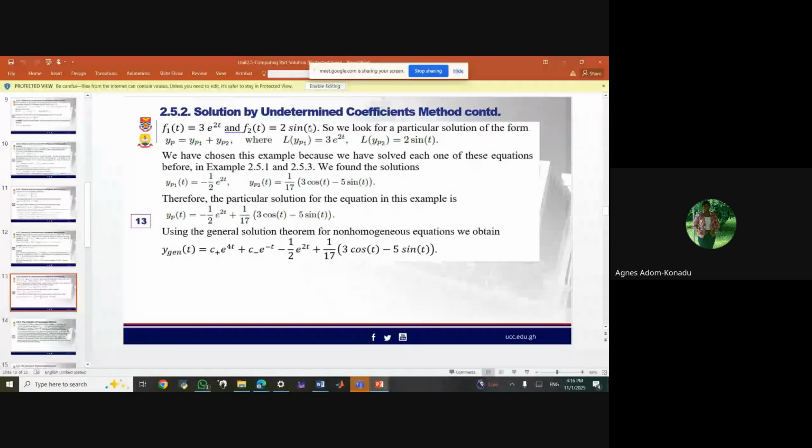And for this one, when we solved, we have 1/17 (3 cos t minus 5 sin t). So the solution will be the combination of the two. That is for the right hand side. So everything combined, I'll have the homogeneous part, then the non-homogeneous part all combined. That is the solution.